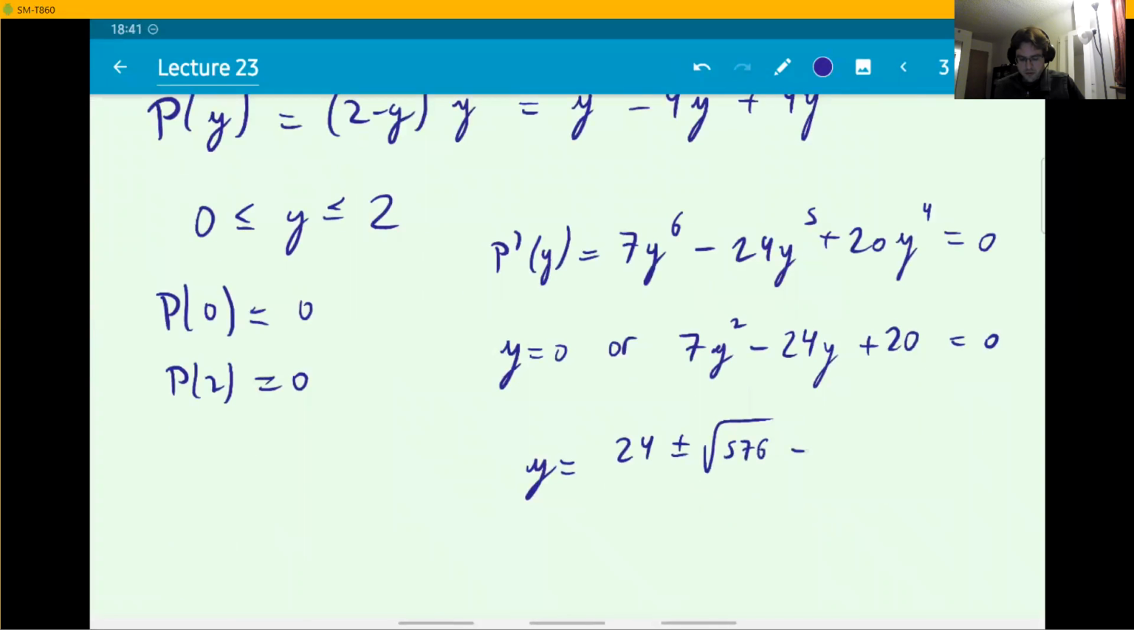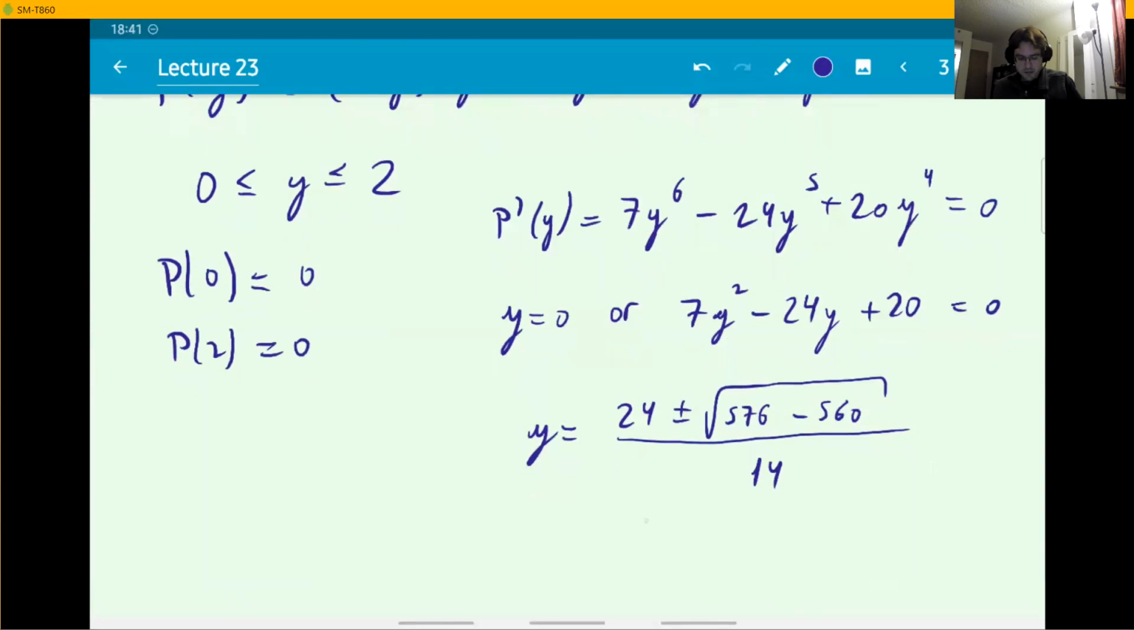So this is just what I'm doing here. 4 times 7 times 20 is 560. The square root here is the square root of 16. It's going to give you a 4. So this number becomes 24 plus 4, 28, divided by 14 is 2. Or 24 minus 4, 20, divided by 14, that's 10 over 7.